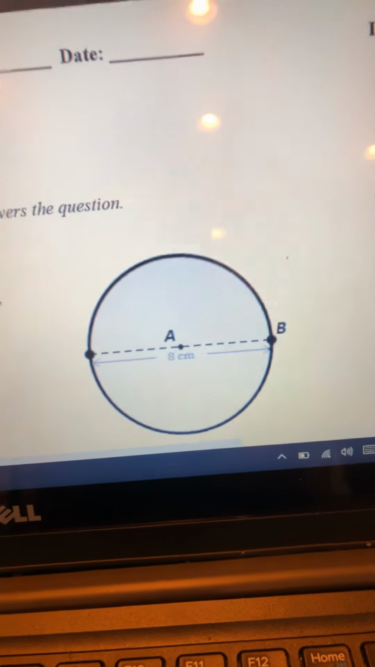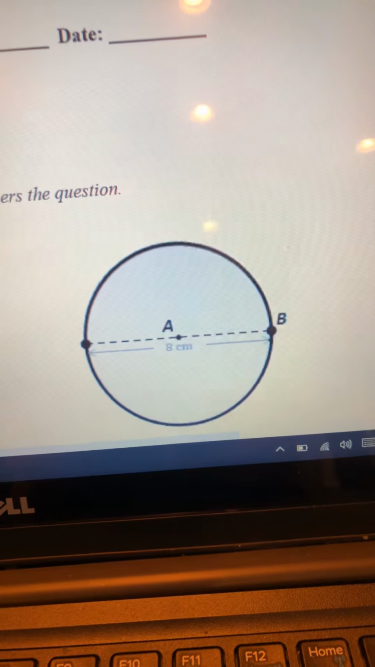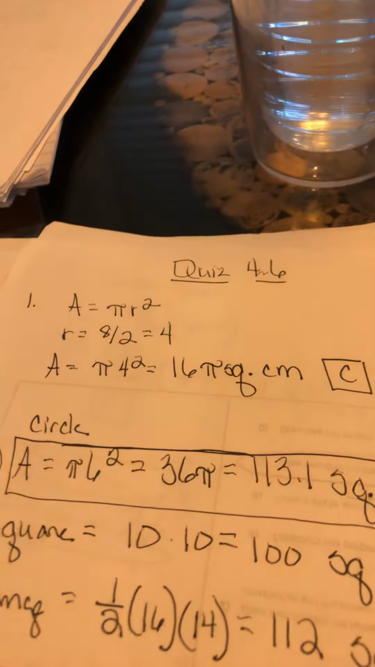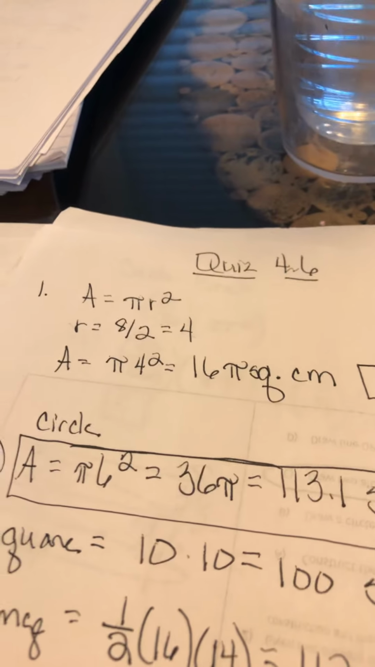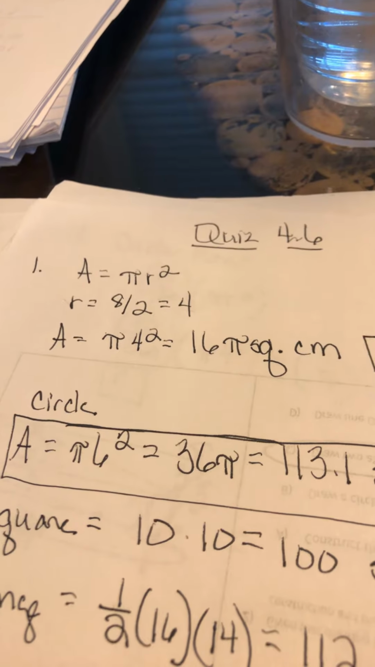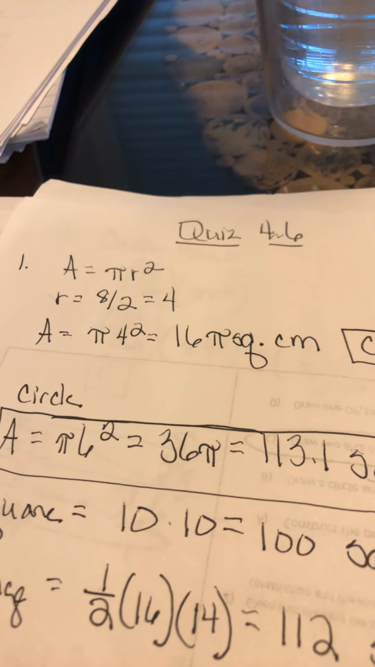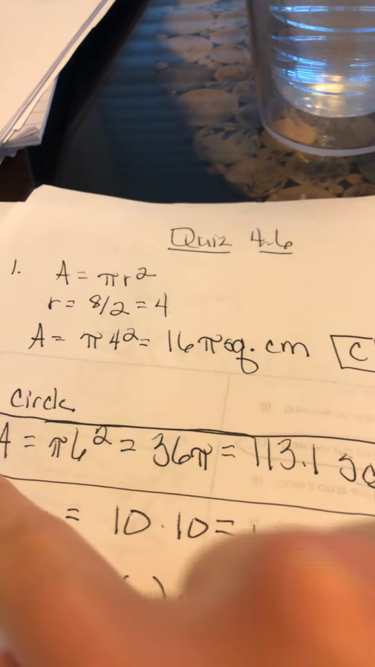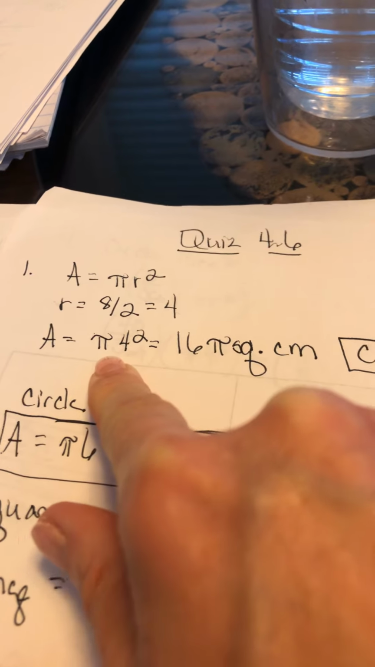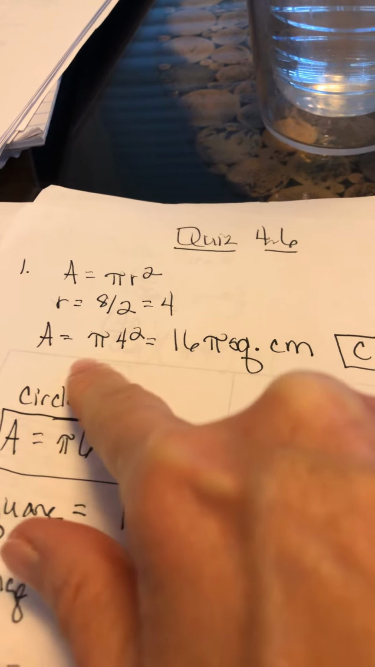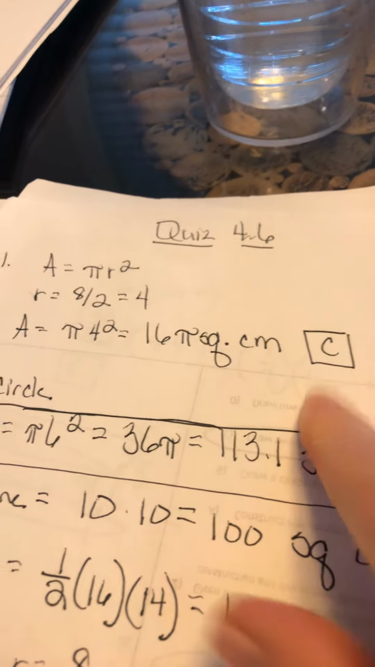So basically all we have here is just a circle with a center at A, and we see here that the diameter is 8. So the area of a circle, we know it's just pi r squared. So the first thing we have to do is find our radius, which is to take that diameter, divide it by 2, and we get 4. Okay, so now we're just going to incorporate it into this formula, pi r squared, which is going to be 16 pi square centimeters. So your answer here for this one should have been letter C, 16 pi square centimeters.